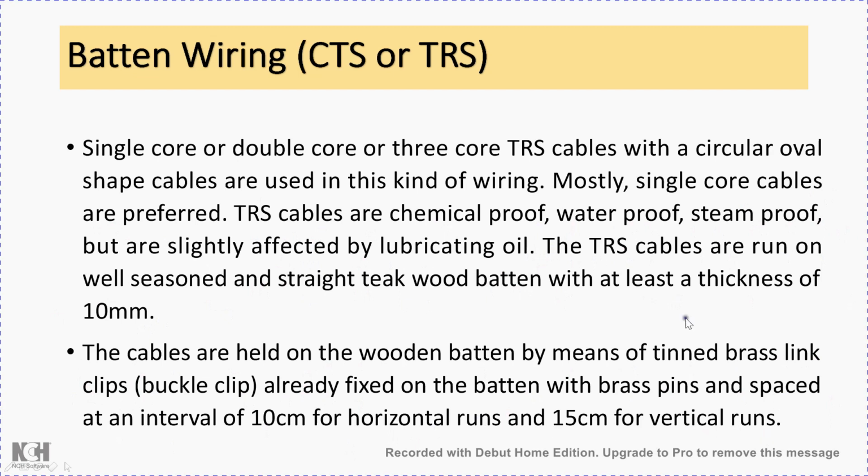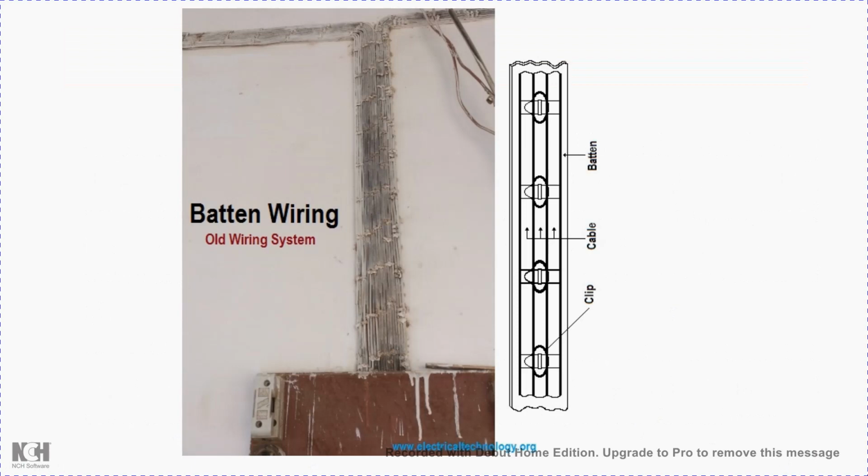So this type of wiring is placed on the wooden batten with the help of buckle clips, and these clips are placed at every 15 cm spacing for horizontal placement, and if it is to be taken vertically, then for every 10 cm clips need to be placed to hold the wires in their place. Okay, so here is a picture of such type of wiring.